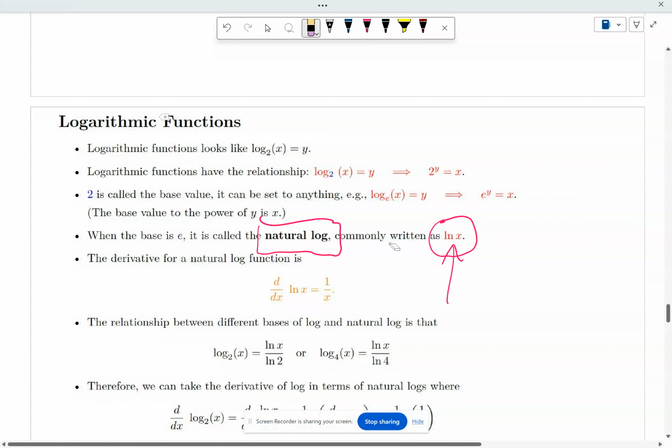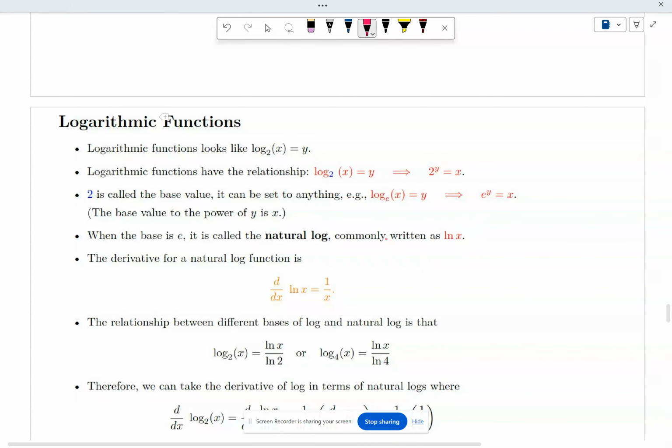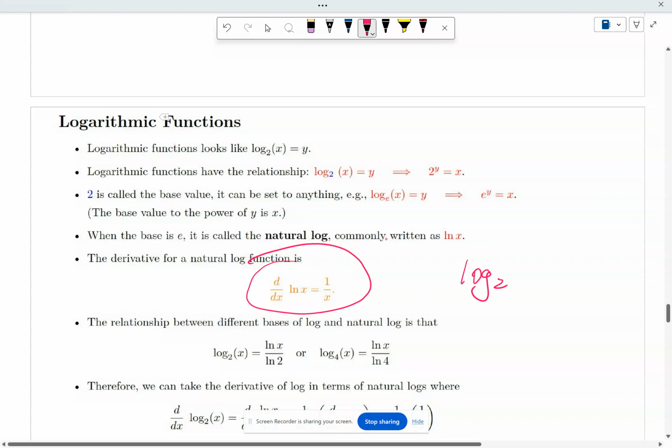So when we want to take the derivative of the natural log, ln, the derivative is quite simple as well. The result is 1 over x. This is something you would just have to remember. So taking the derivative with natural log is easy. But what if you don't have a natural log? What if you have log base 2?